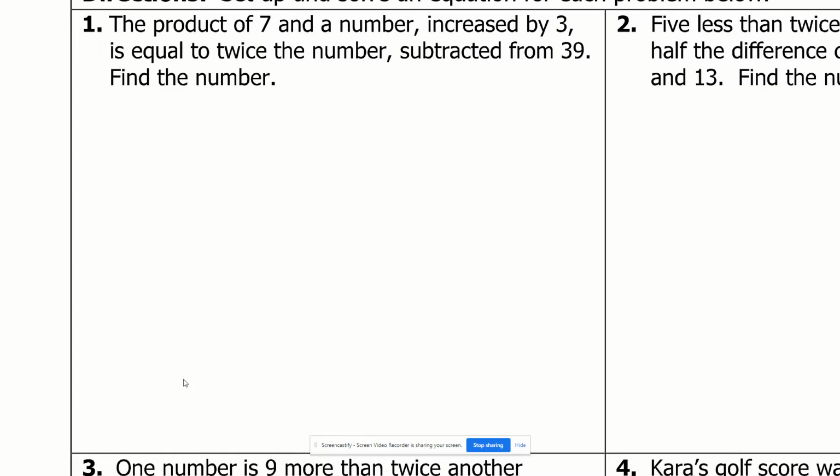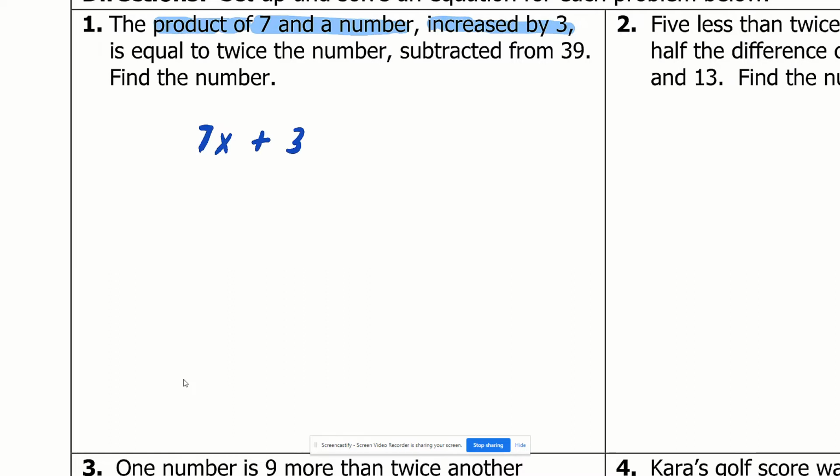Alright, so let's start right off the bat. The product of, what does that mean? We're multiplying. Well, what are we multiplying? 7 and a number. How do I multiply 7 and a number? What does that look like? 7 times x. 7x. Okay, that's not too bad, right? Let's keep on cruising here. Increased by 3. What does increased by mean? We're adding, right? So to 7x, we are adding 3.